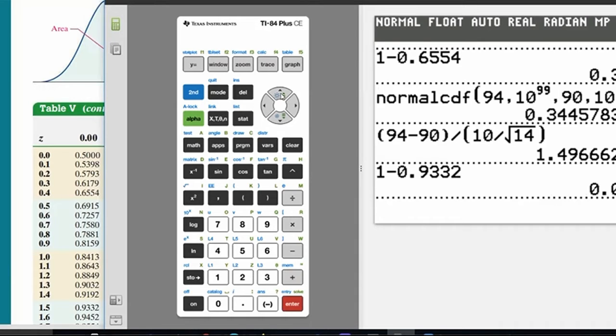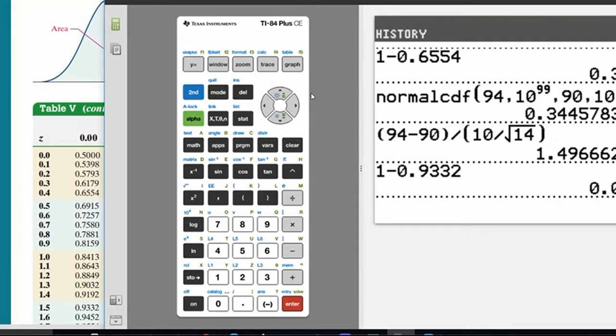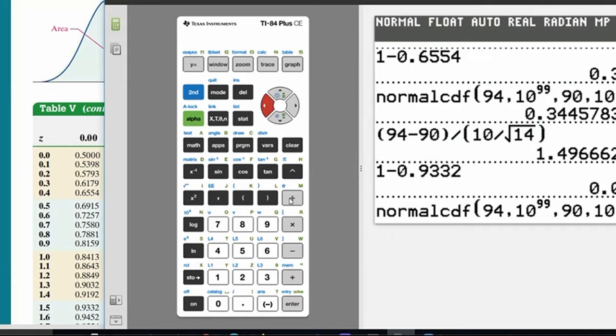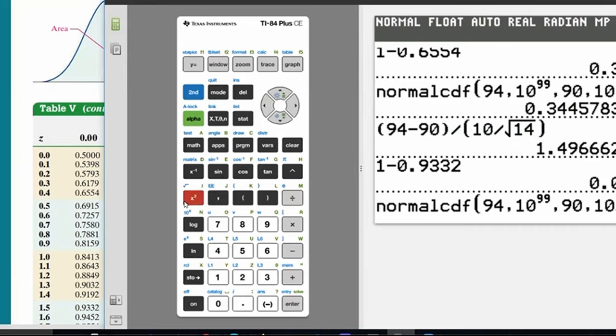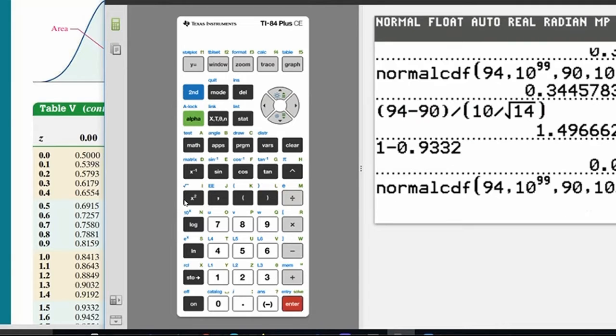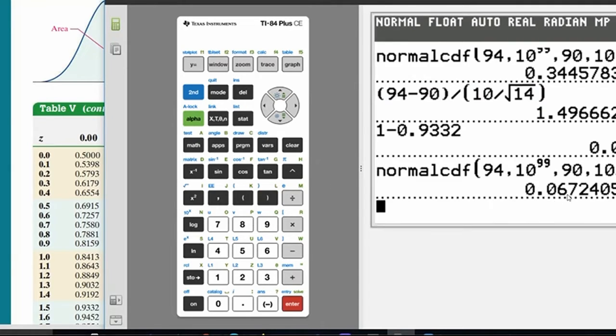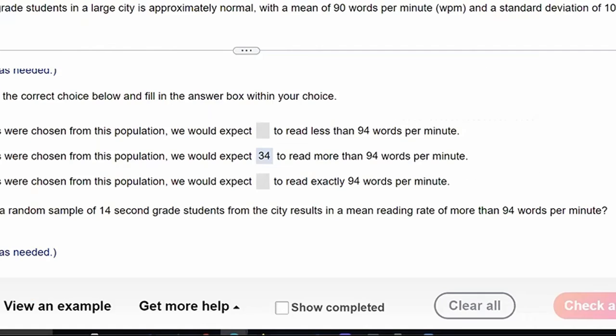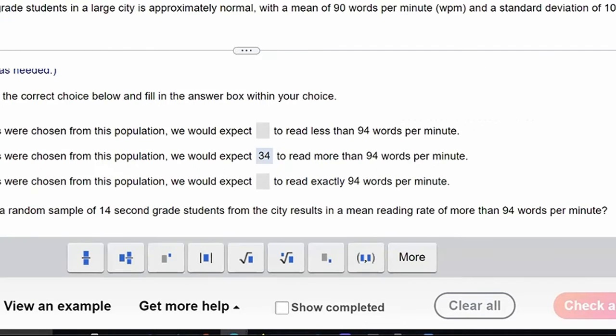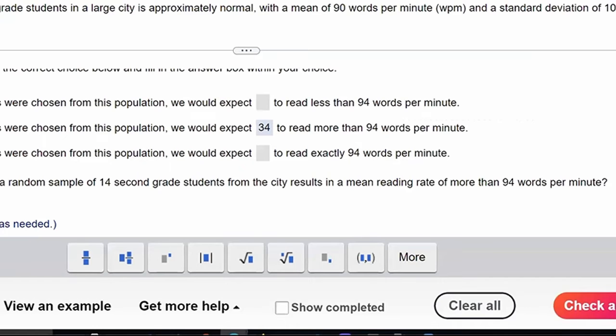Whereas if we use normal CDF, again, z-scores are not needed when you use normal CDF. You have to include here also that in a sampling distribution of X bar, the standard deviation is not the same as the standard deviation of the population. It's the sigma from the population divided by square root of n. And when we round that, that's going to round down to 0.0672. So if I'm correct about them wanting us to use the technology, we should be taking this answer.